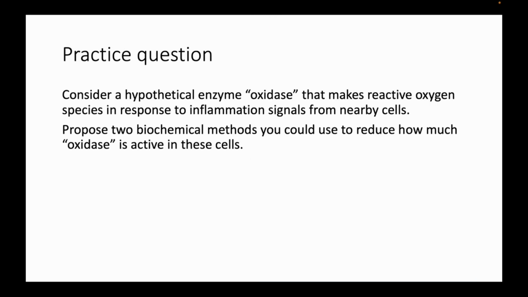So, practice question. You can work through this on your own, make sure you're following along. We'll also discuss it in class. Consider a hypothetical enzyme, oxidase, just made up, that makes reactive oxygen species in response to inflammation signals from nearby cells. Propose 2 biochemical methods you could use to reduce how much oxidase is active in these cells. So think about the concepts we just talked about and how you could use those to reduce how much oxidase is active in these cells.